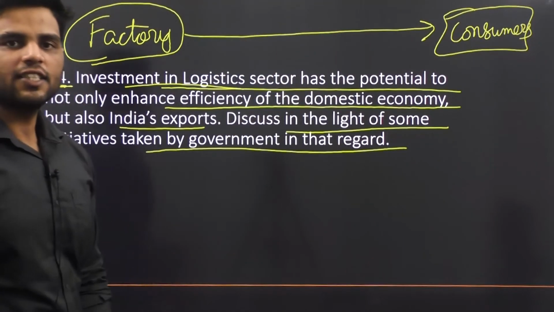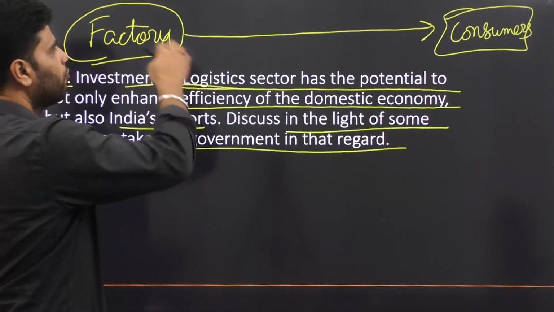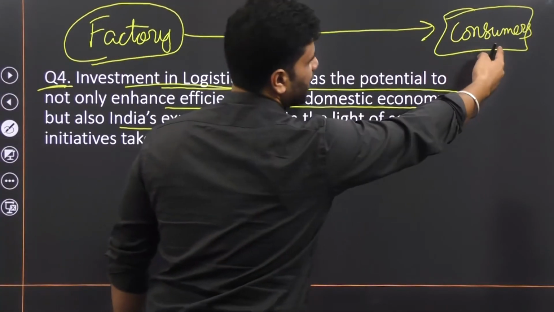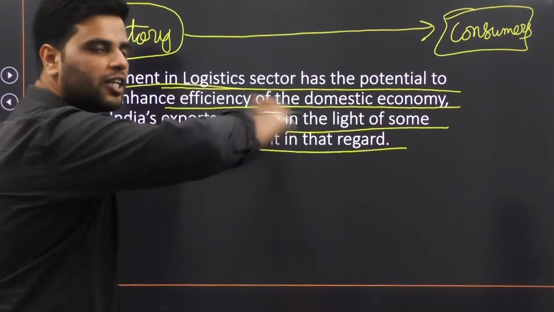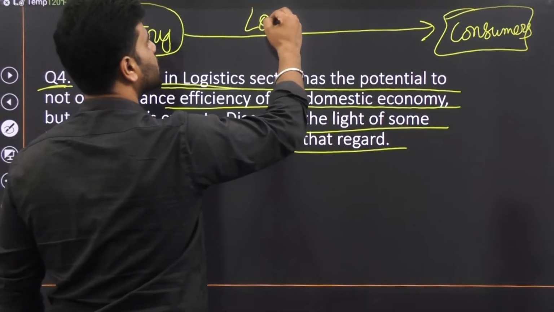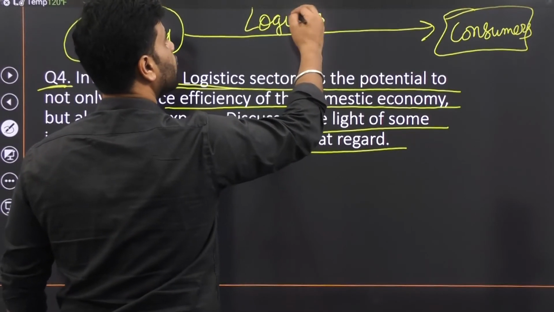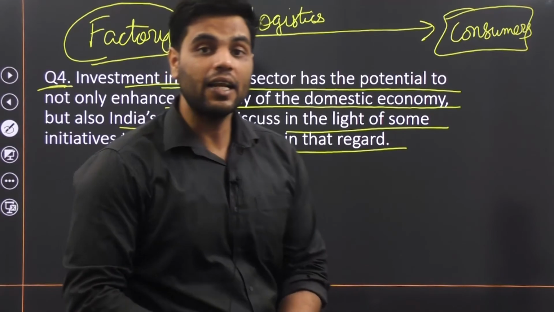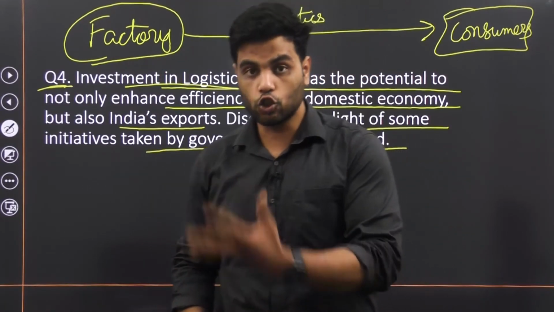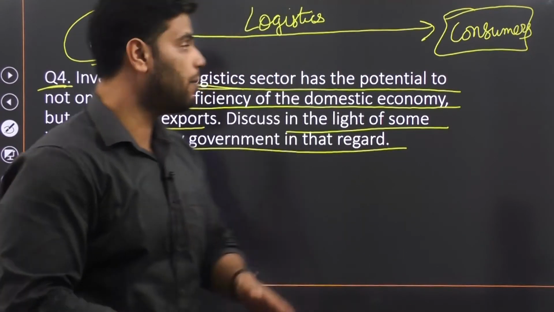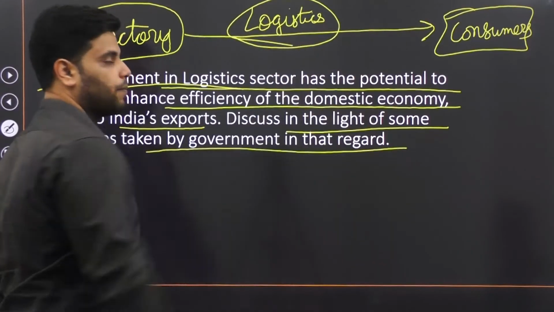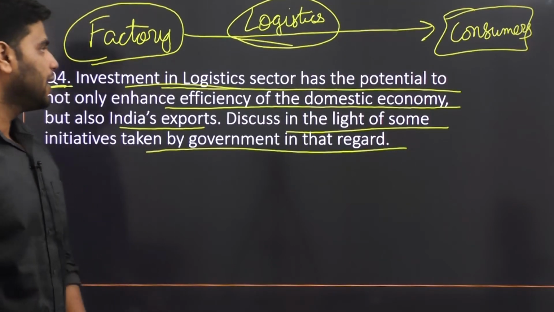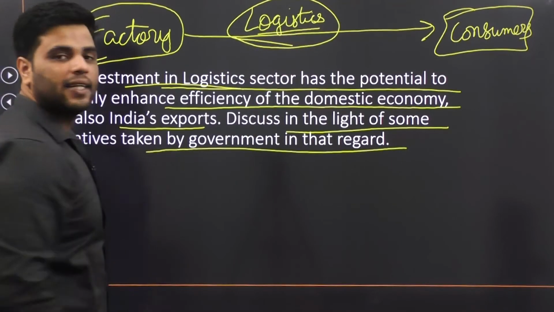All the processes that a product goes through from factory gate to the gates of the consumer are known as logistics. It involves transportation, material handling, and storage. All these things become a part of the logistics sector. Now, why is the logistics sector important?